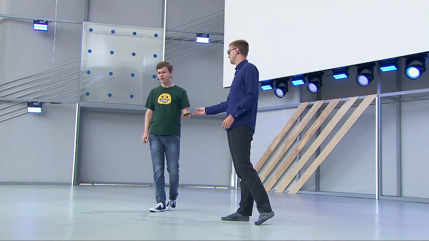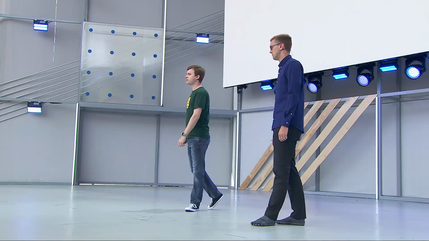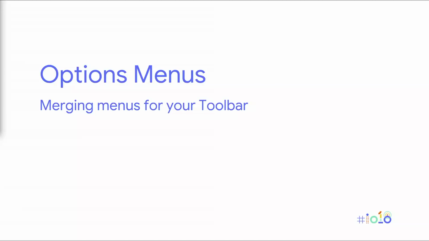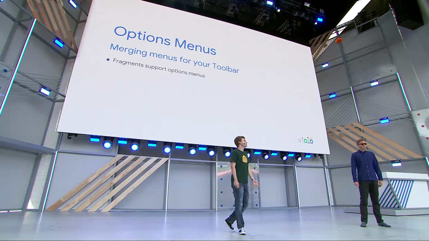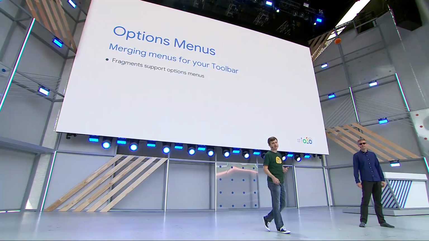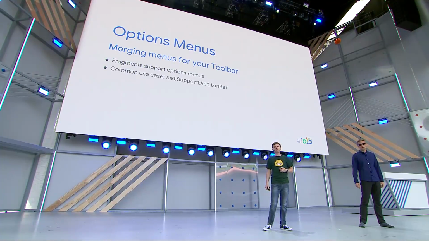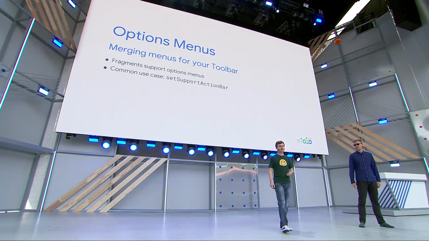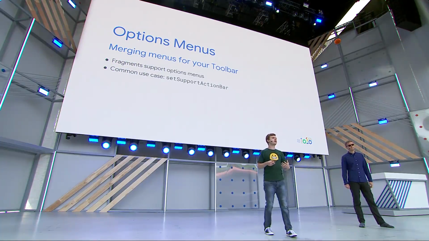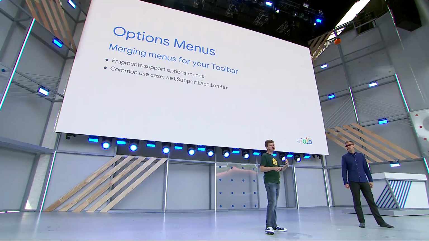All right. So one of the other things that people tend to use fragments for quite a bit is managing options menus, and specifically merging some menus into a common toolbar or into an action bar that's global to your activity. So fragments support options menus because activities support options menus. This calls back to that initial design goal where fragments had to be able to do anything that an activity could do. And the most common use case today is for calling setSupportActionBar for your toolbar, which then binds whatever your current context is to a particular toolbar within your UI.